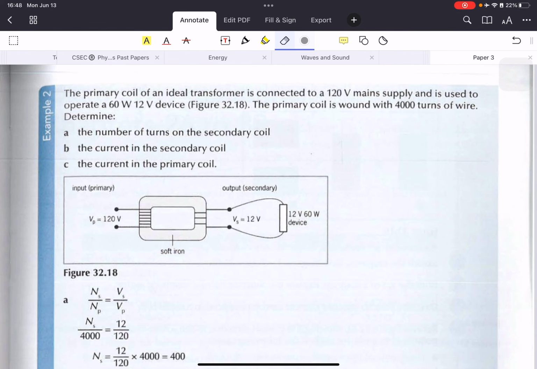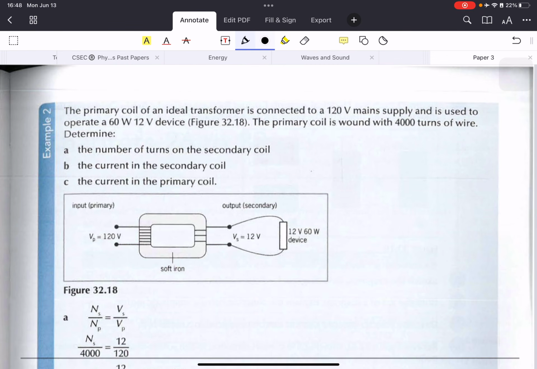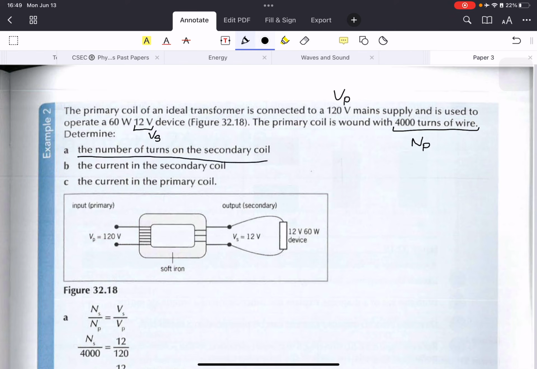So here we have a transformer. The primary coil of an ideal transformer is connected to a 120 volt main supply. So this is the VP, right? That's the primary coil, and is used to operate a 60 watt 12 volt device, right? So we want 12 volts. This is our secondary voltage. The primary coil is wound with 4,000 turns of wire. So this is NP. So what they want us to do now is find the number of turns on the secondary coil, NS.